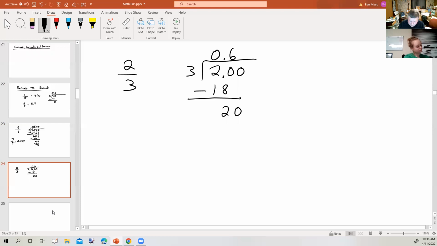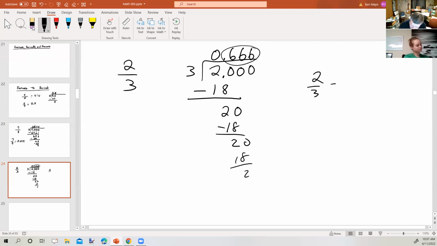Oh, I should have put a 0 there to start with because 3 doesn't go into 2. 3 goes into 20 6 times, 18. 20 minus 18 is 2. And we keep going and we start to see what's happening here. These 6s are repeating. So basically, we only need one of those 6s to imply that it's repeating.